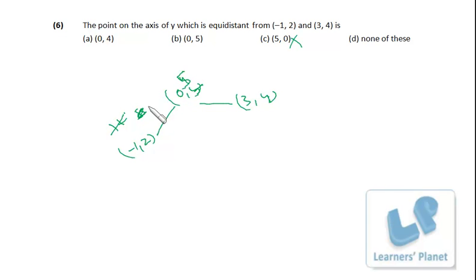Suppose it is 5. I'm sorry, it is 0 and 5. So 1 plus 5 minus 2, 3, that is 9. So that is root 10. Here it is 9 plus 1, 5 minus 4 whole square. So that's also root 10. So 0, 5 is the correct answer. So instead of making an equation, you just go backward.